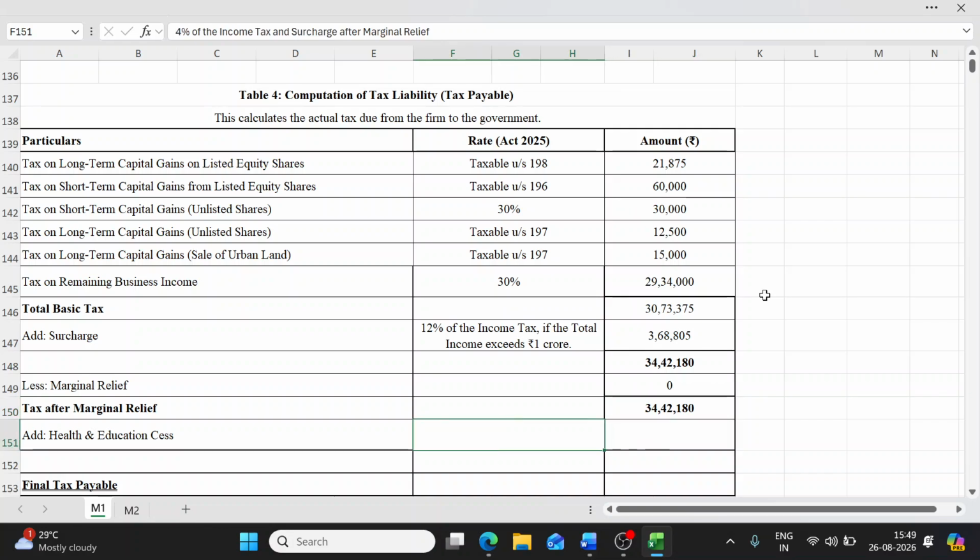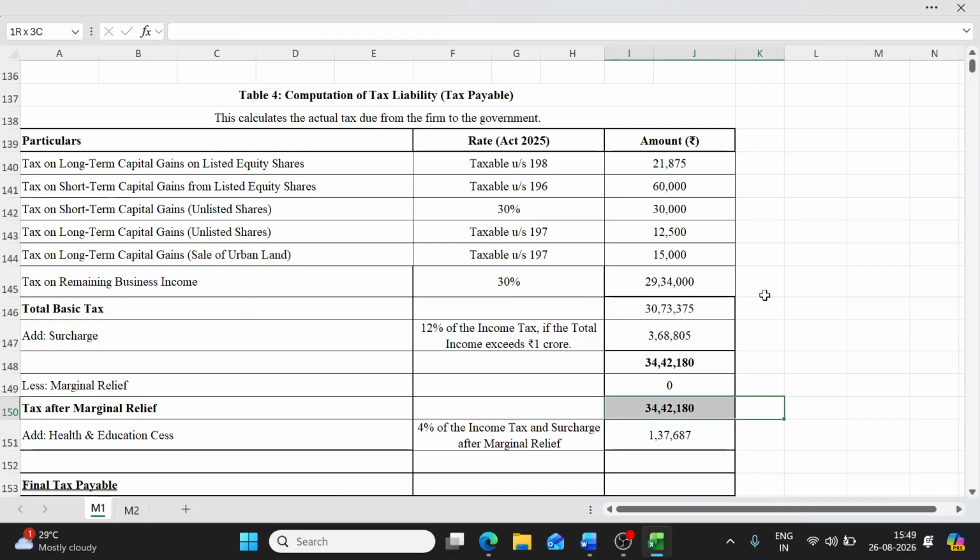Now we have to calculate the 4% health and education cess, and it is on the figure of tax after marginal relief. So 4% on 34 lakhs 42,180 is 1 lakh 37,687. Then make a total of these two, and the tax is 35 lakhs 79,867.